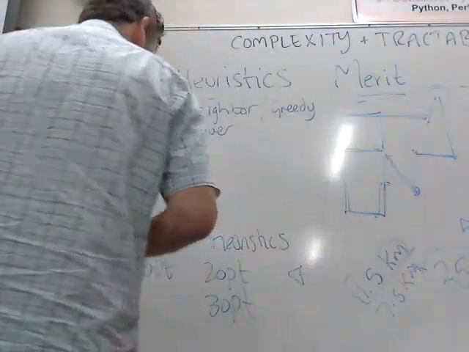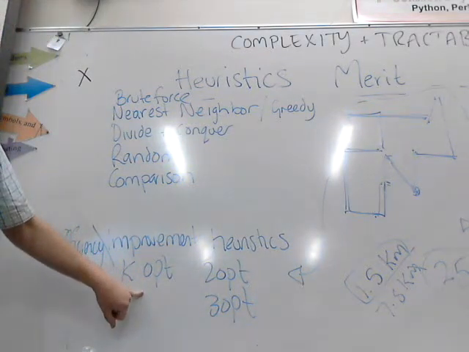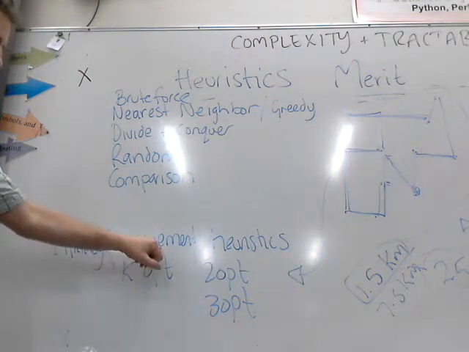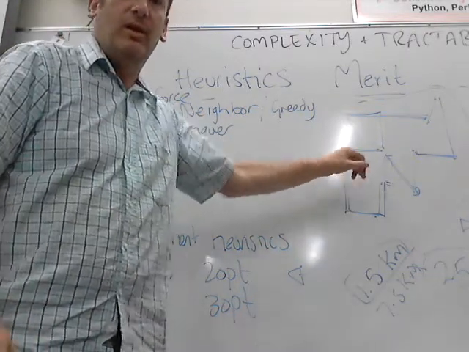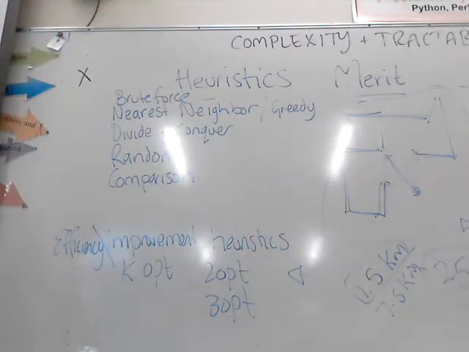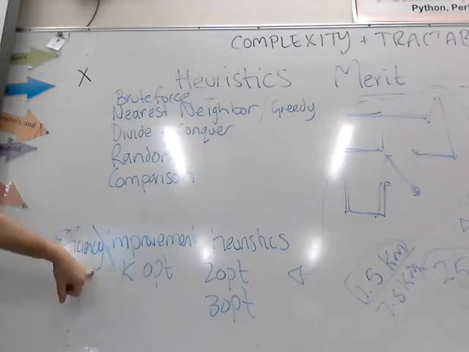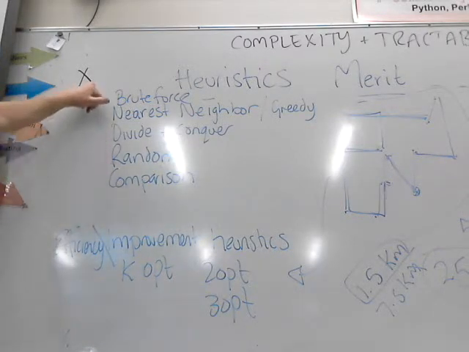You can see you can't solve the traveling salesman using K-opt because it's only an improvement heuristic, but you can take an existing solution and improve it by running this once you've run one of these.